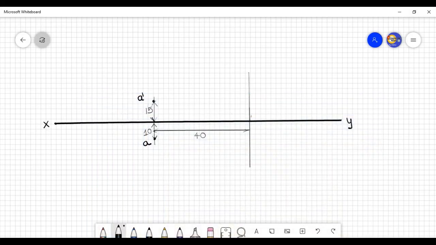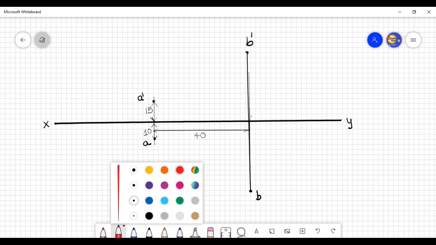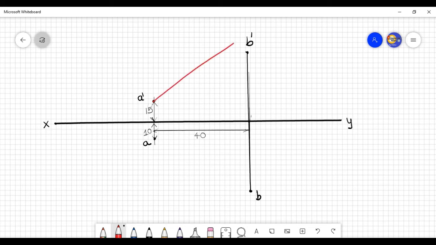For the B point, they have also given the condition. For B, they give 60 mm above HP. So you just locate that 60 mm above HP, that means above the XY line, and then they give 50 mm below the XY line, that means in front of VP. So that is B dash, and B we can locate from that particular information.